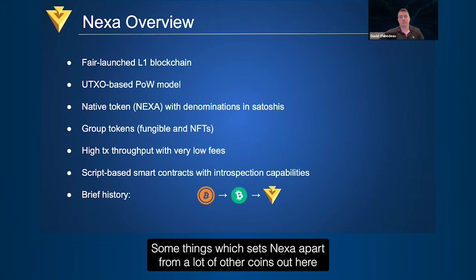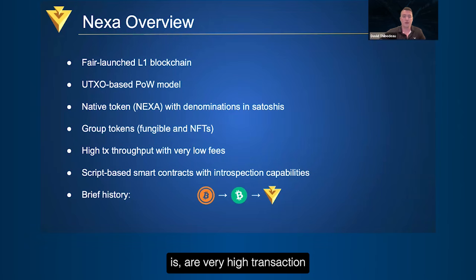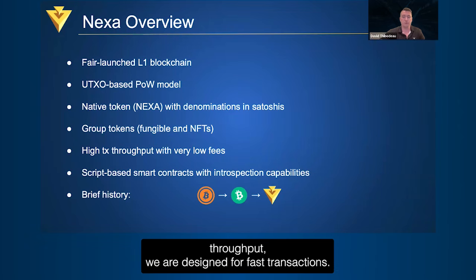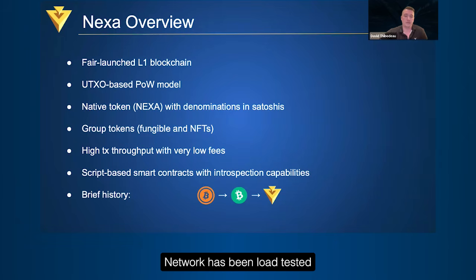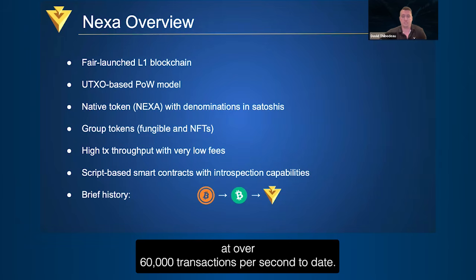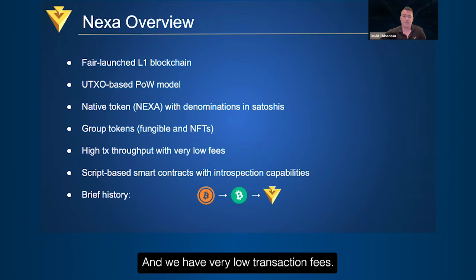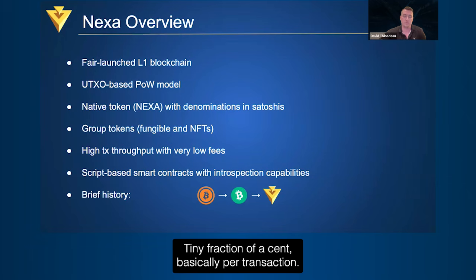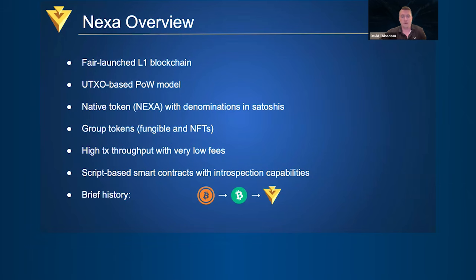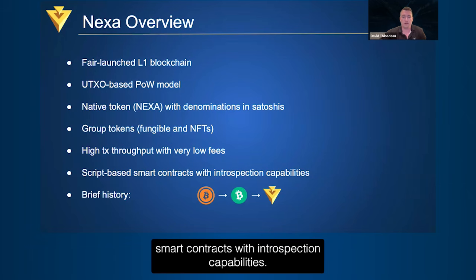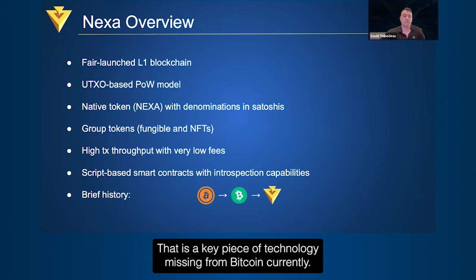Some things which sets Nexa apart from a lot of other coins out here is our very high transaction throughput. We're designed for fast transactions. The network has been load tested at over 60,000 transactions per second to date, and we have very low transaction fees, a tiny fraction of a cent basically per transaction. We've also implemented script-based smart contracts with introspection capabilities. That is a key piece of technology missing from Bitcoin currently.